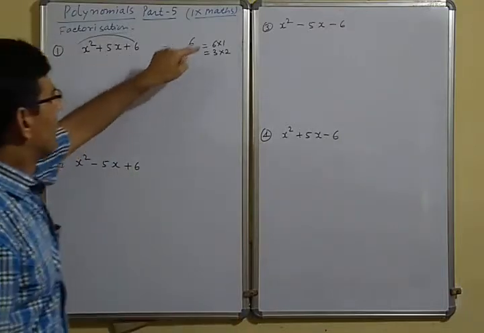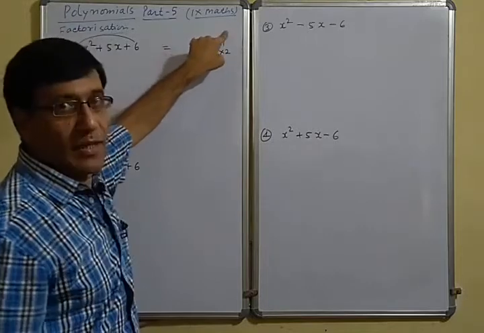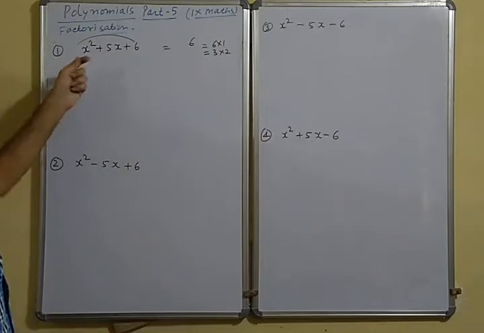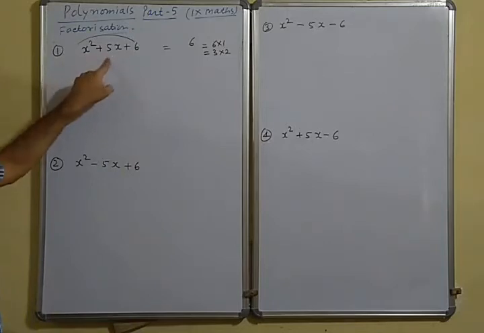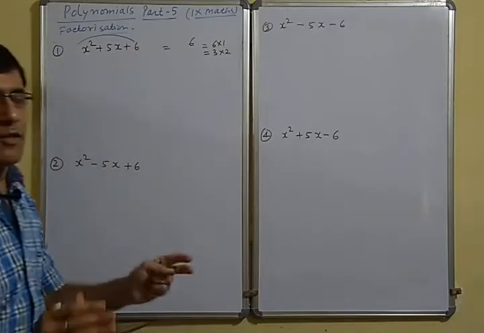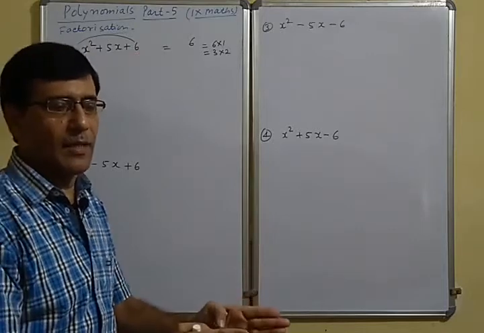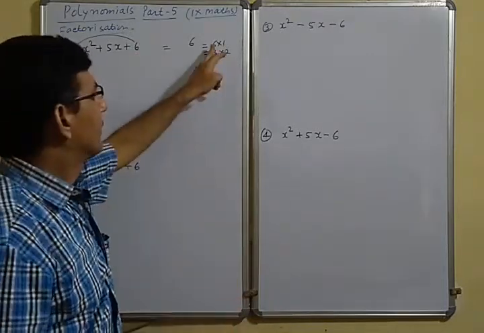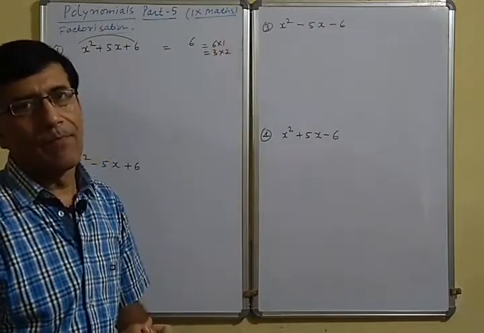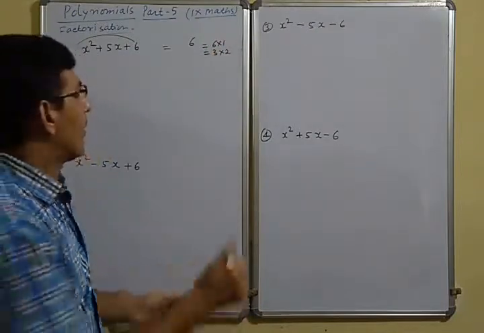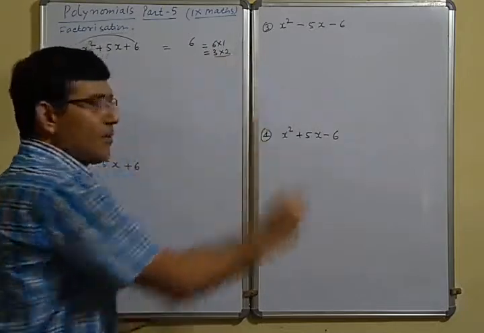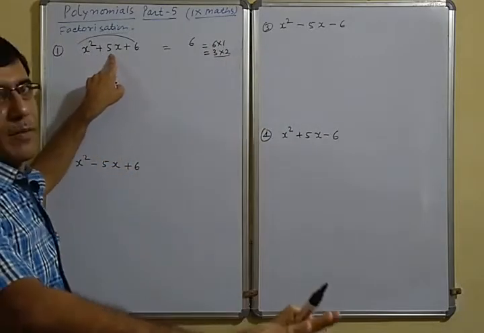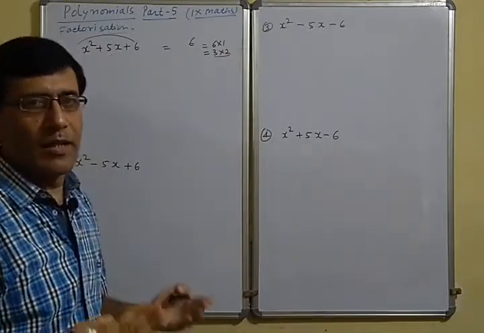If you take 6 minus 1, you will get 5. But what will happen? It becomes x square plus 6x minus x plus 6. So 1 positive and 1 negative, that means it cannot be factorized. We cannot take 6 into 1 as a factor here. Now take 3 and 2. 3 plus 2 is equal to 5. So all are positive, and now it can be factorized.